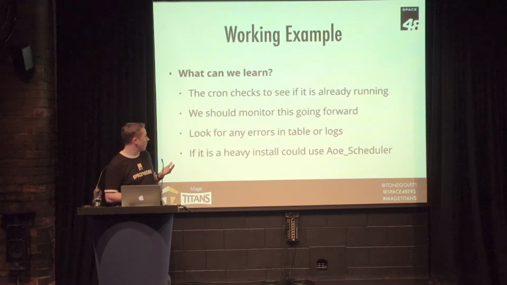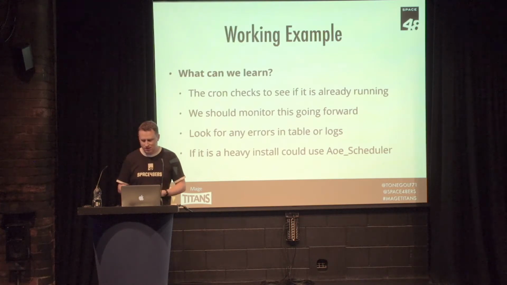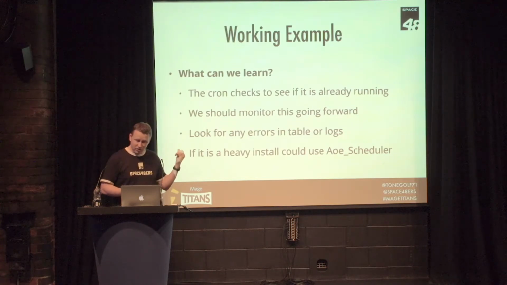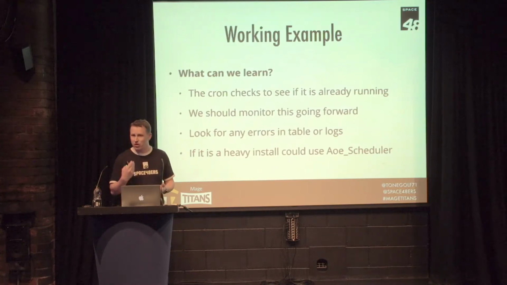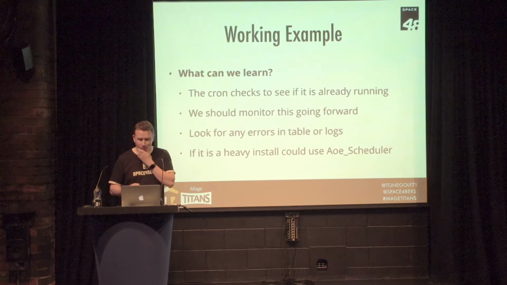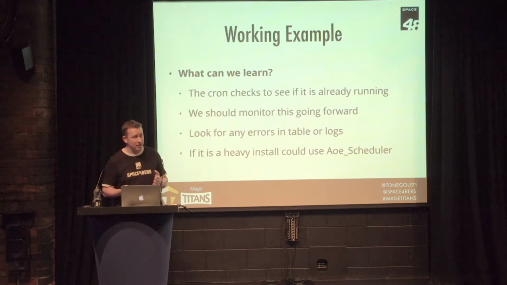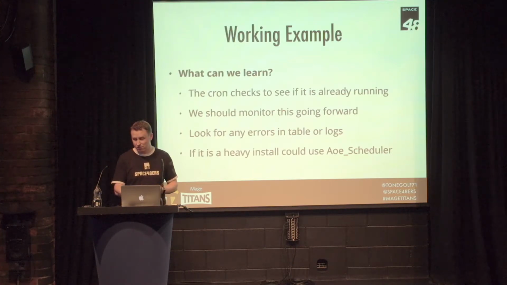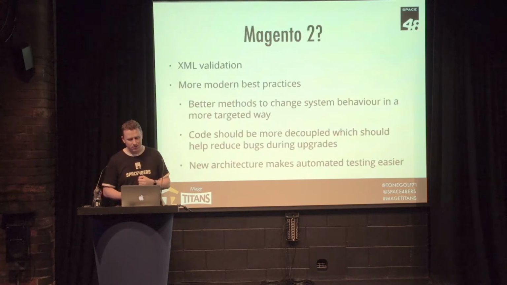So what did we learn from that one? Because that's something we're always looking to do. I think this again has been mentioned today, is always looking how we can improve and learn from any problems that we're coming up against. So as I mentioned, the cron checks to see if it's already running. We definitely were going to monitor that going forward to make sure it wasn't going to get stuck again. We've investigated the errors and managed to clear those up. One other recommendation is there is a scheduler module, again done by AOE, which if there were more further problems we might have gone with that, but we didn't in this case.